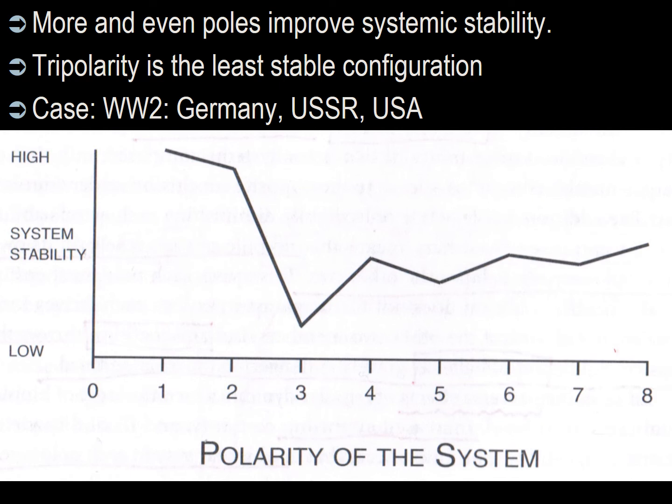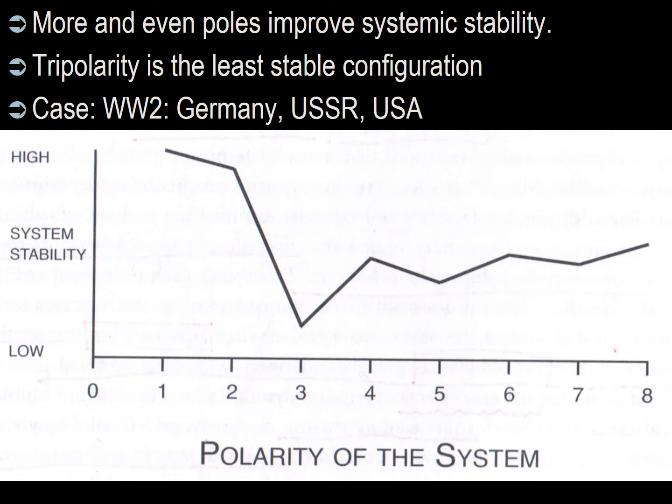More and even poles improve systemic stability. But for Schweller, tripolarity is the least stable system. In the Second World War, you had Germany, you had the USSR, and you had the US. And because there were three of them, they didn't ally against the other third.